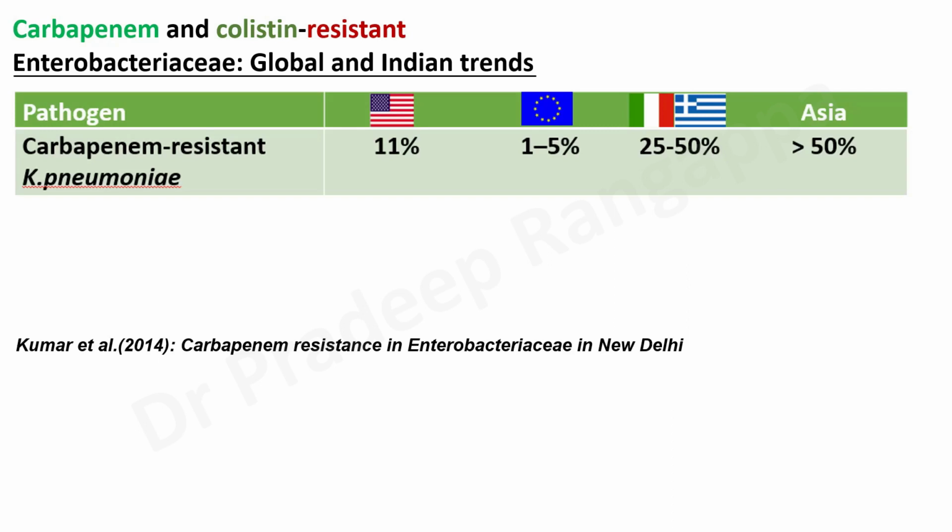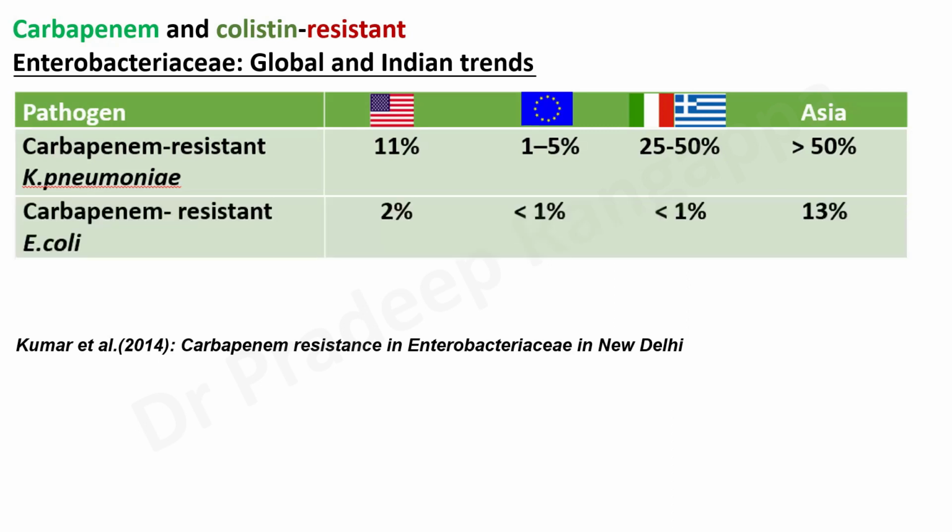So we have a problem. The problem lies within Asia and more so in India, where if you get any Klebsiella in culture, you have to keep in mind that 50% of them would be resistant to carbapenems. And if you look at E. coli, it is much lesser, 13% as compared to other Western countries.